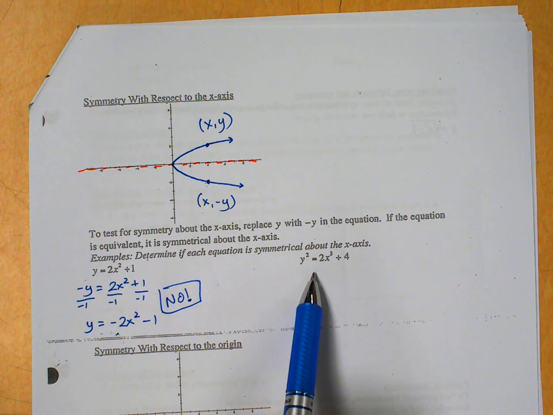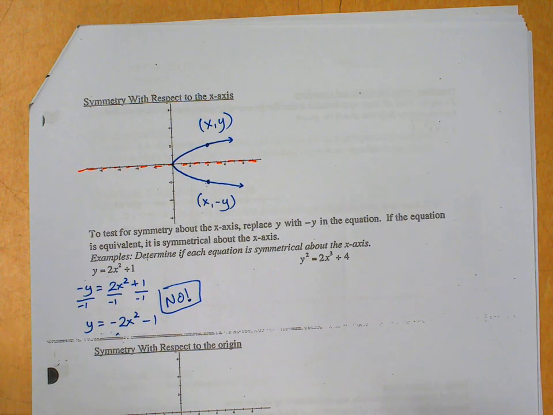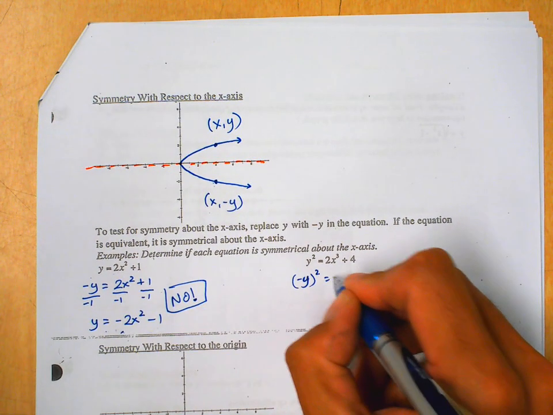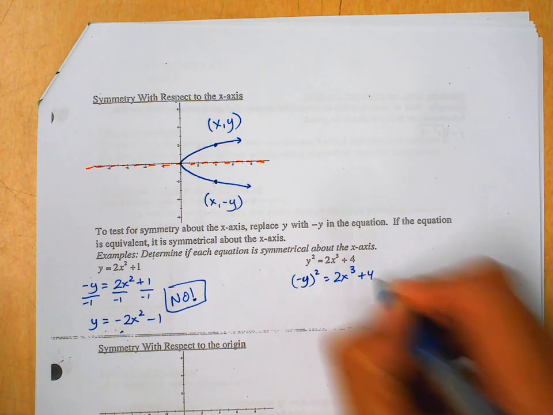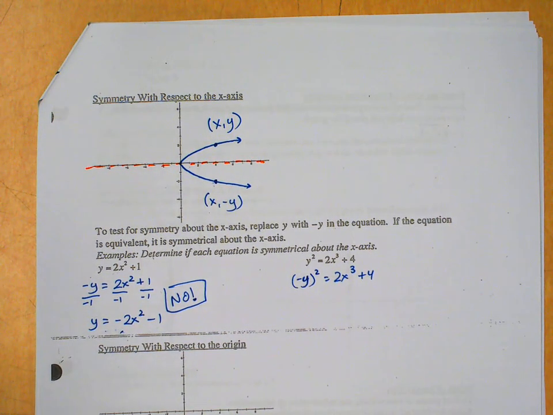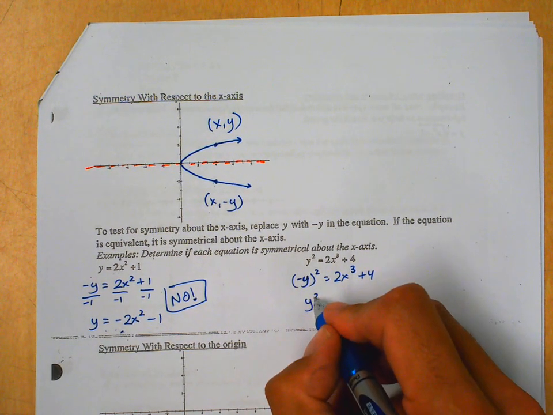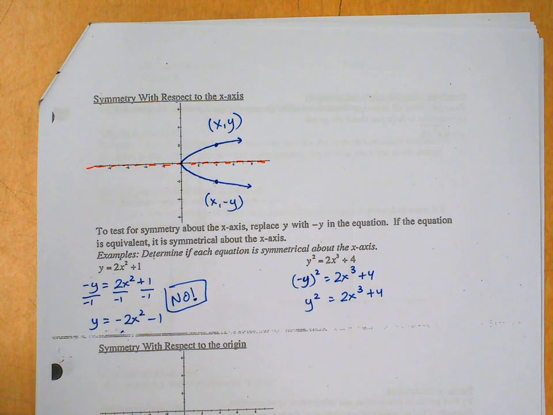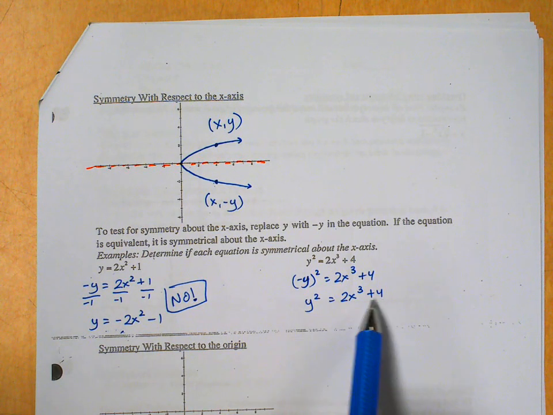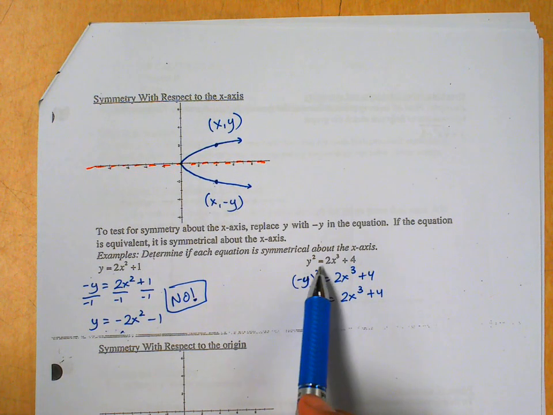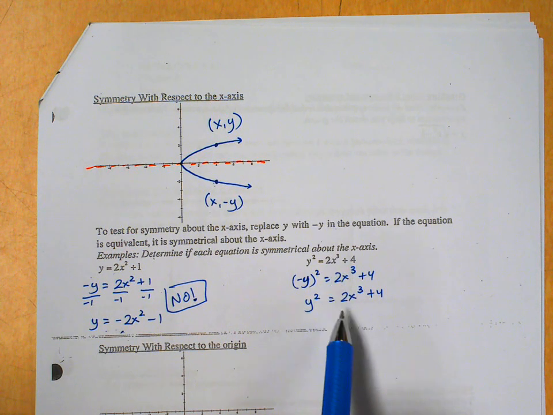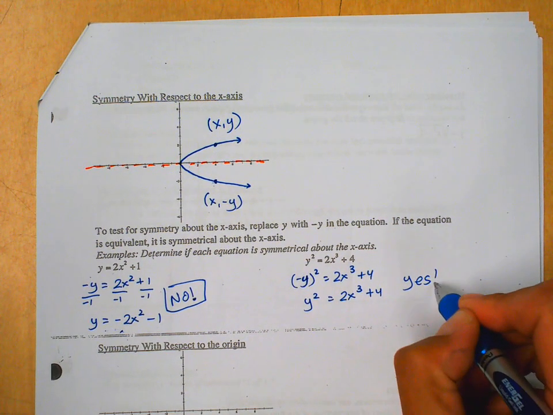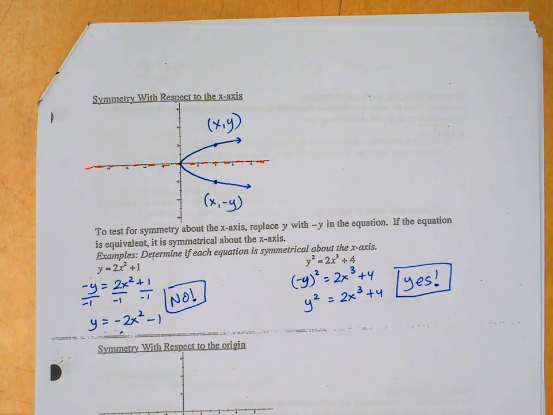Same test over here. Negative y substituted in for y. So we have negative y squared equals 2x cubed plus 4. And then simplify, negative y times negative y is y squared equals 2x cubed plus 4. And if I look at that, this looks exactly identical to the original expression, the original equation. So yes, this one is symmetric about the x-axis.